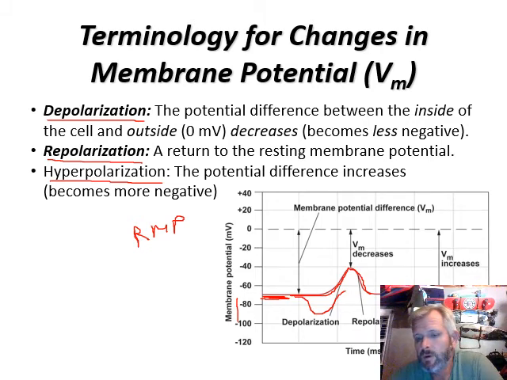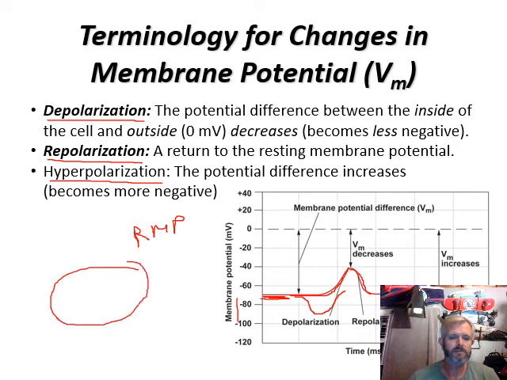Okay, what if we had voltage-gated channels, or channels that can open that aren't the leak channels? I have a cell and I have a potassium leak channel and I have a sodium leak channel.